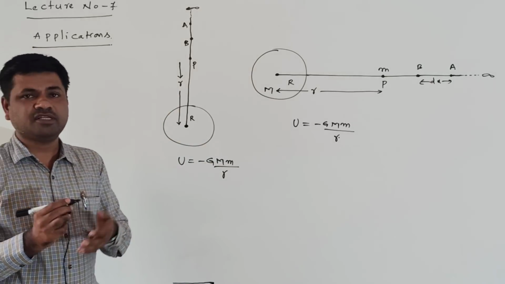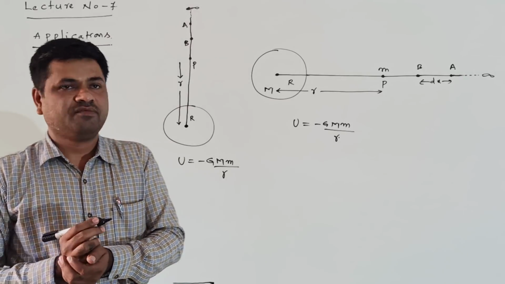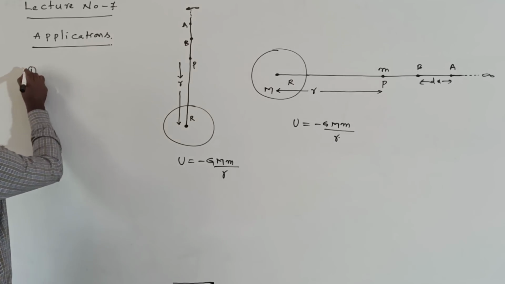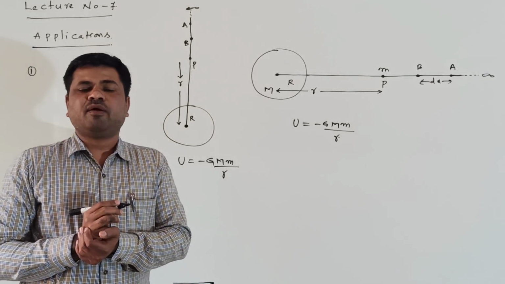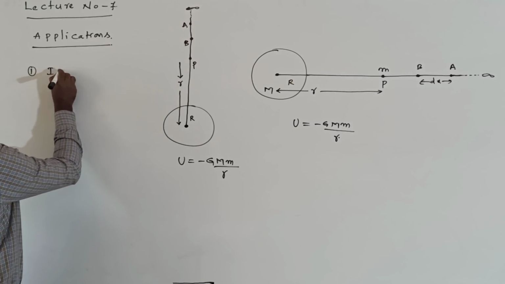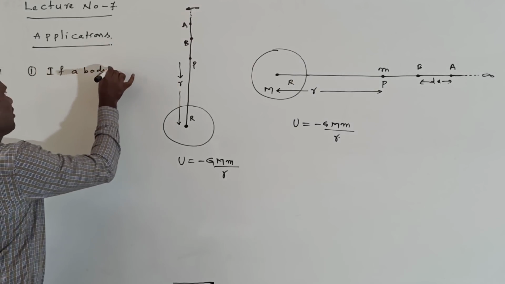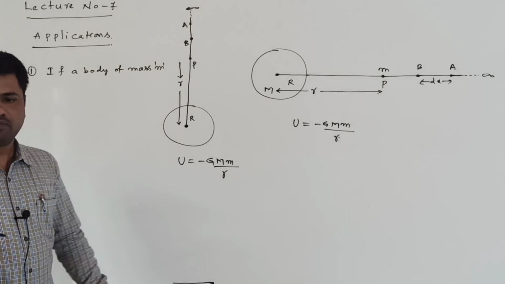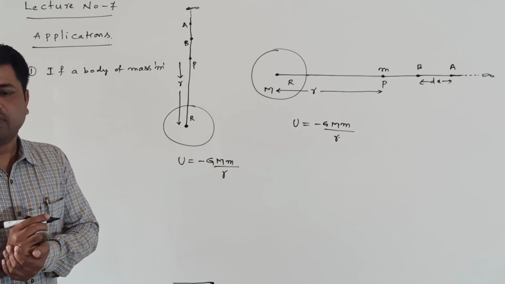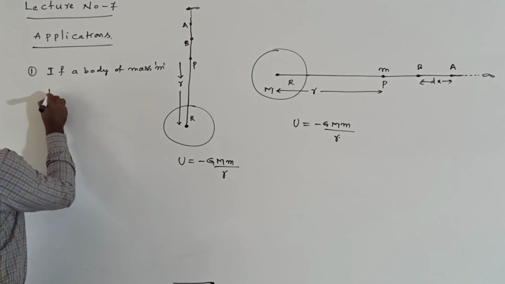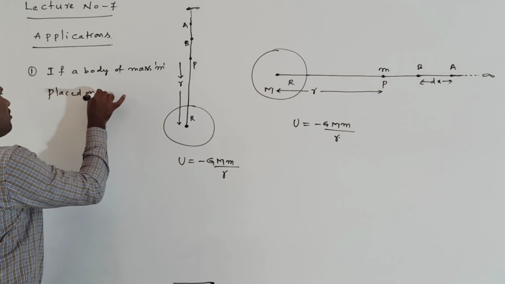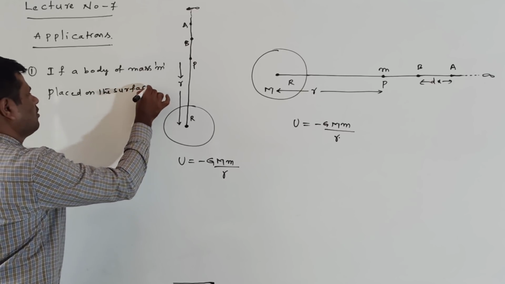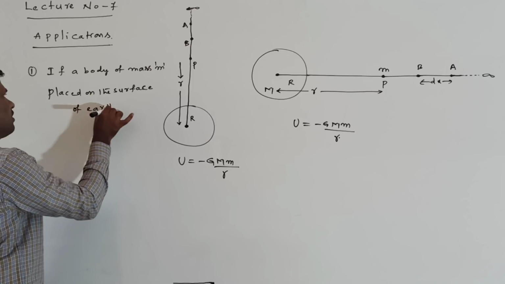Sir, why are we drawing this diagram? To understand the first application. We are changing the diagram like this. What is the first application here? Listen: if a body of mass m is placed on the surface of the Earth.